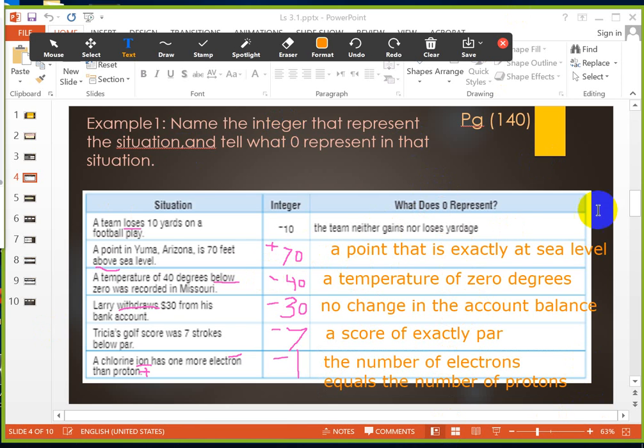So this is how I represent the negative and positive quantities. Did you finish this table, girls? Because I think our session is finished.